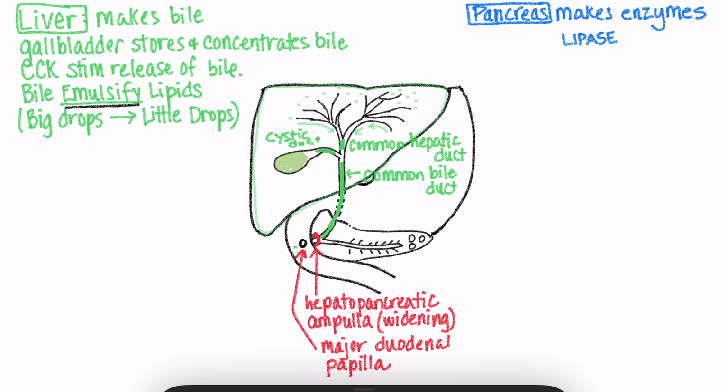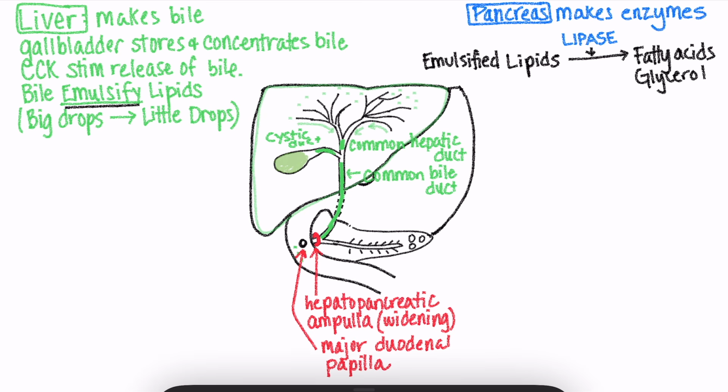And we're going to write lipids right here. And I'm going to actually add the word emulsified. So this has been broken down into little drops mechanically, and then will chemically be broken down by lipase into fatty acids and glycerol, because triglycerides have 3 fatty acid tails and a glycerol head. And I'll just represent those with these dots right here.